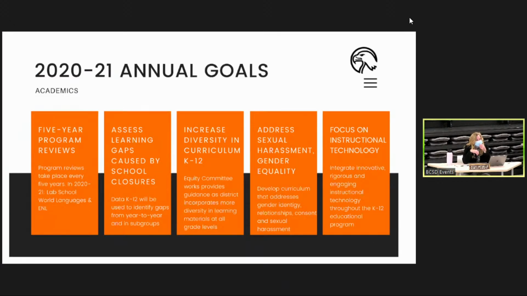We did think it was important to set some goals, though, for this year. So in academics, we are still continuing our 5-year program reviews. Last year did not get completed, so our goal is to finish those. I think one of the important areas we recognize is really looking at our learning gap. It's caused by school closures and caused also by students who are virtual. Looking at diversity in our curriculum, looking at sexual harassment and gender equality still, and then focus on instructional technology, which has become a very important aspect of our instructional program.